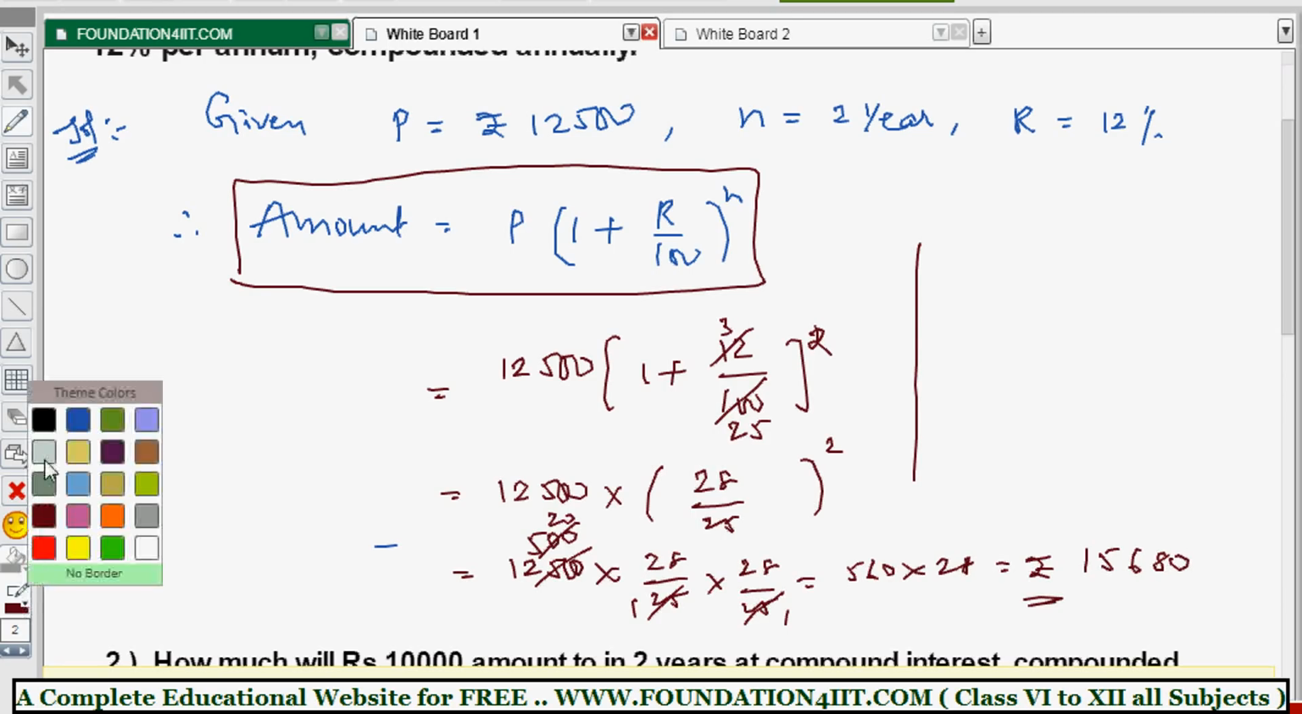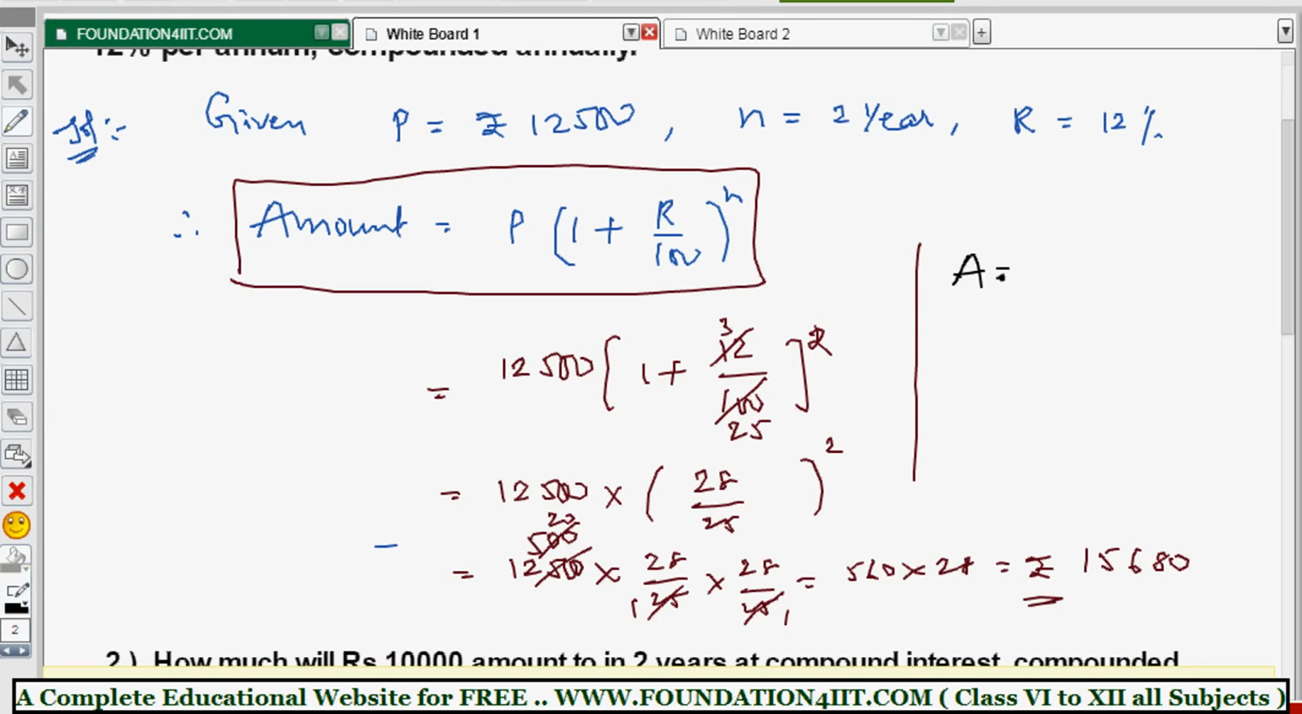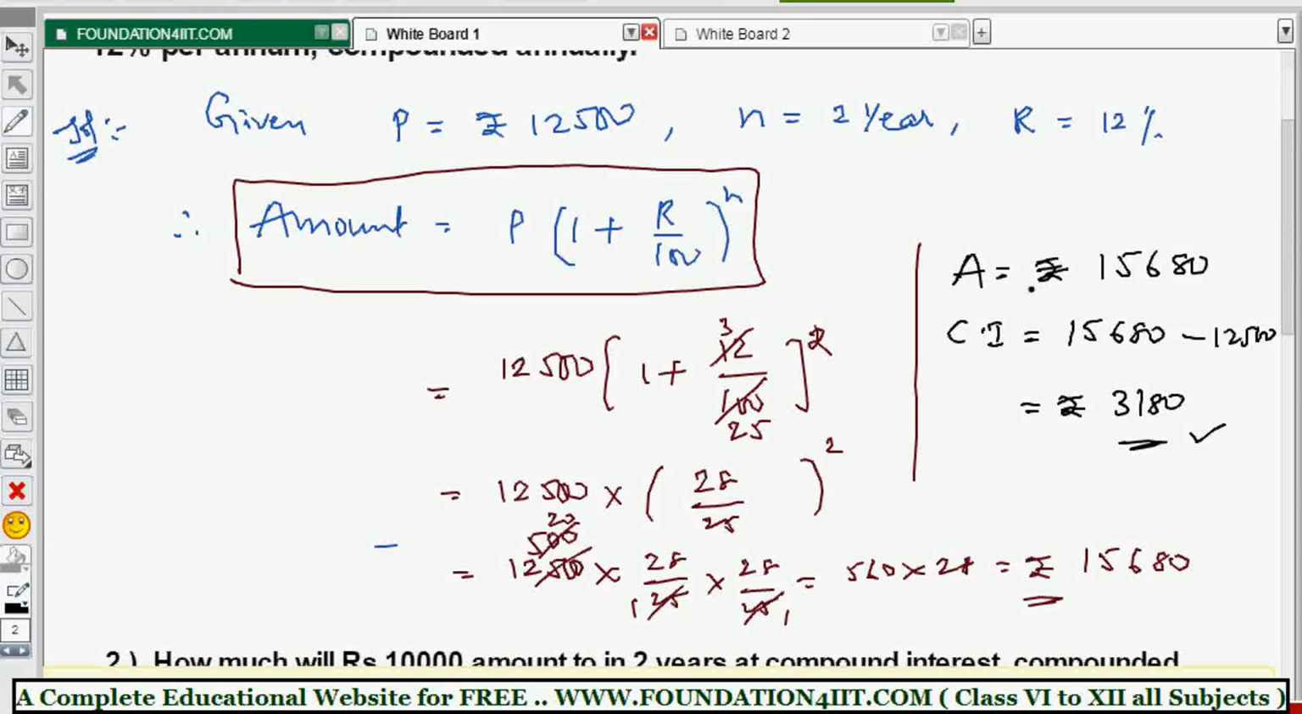Now once you know the amount, you can find the rest. So amount equals rupees 15,680. Then compound interest: you can apply the compound interest formula, otherwise directly subtract amount minus principal. 15,680 is the amount and principal is 12,500. Subtracting, 15,680 minus 12,500 is 3,180, right? This is the compound interest. So if you apply the formula straight away, it's simple.